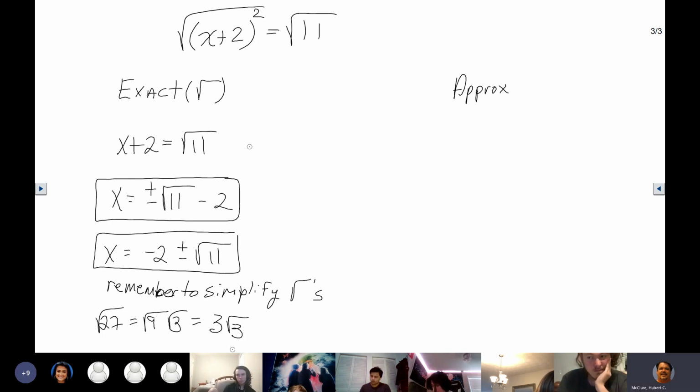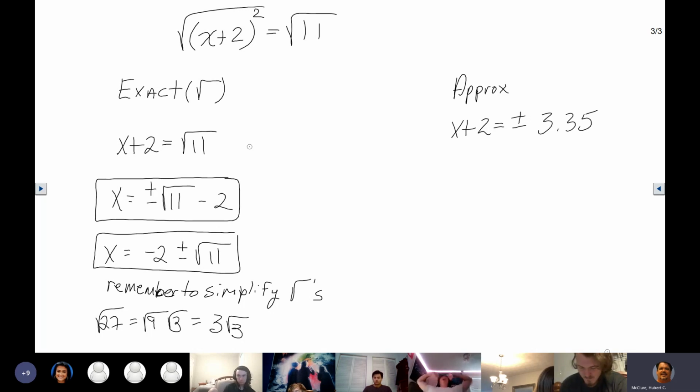Now, approximate. X plus 2 is equal to positive or negative the square root of 11. Well, the square root of 9 is 3. The square root of 16 is 4. Between 9 and 16, half of that is 12.5, so the square root of 11 is around 3.4, 3.3. I'm going to say 3.35.